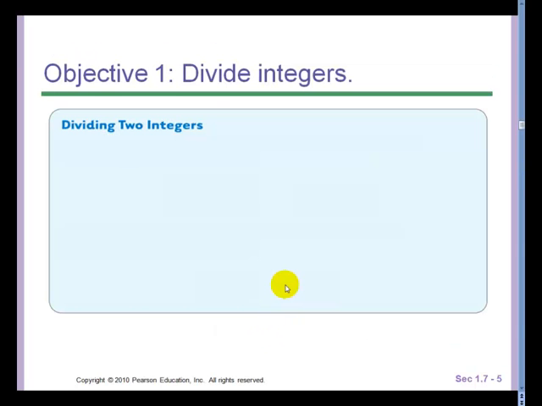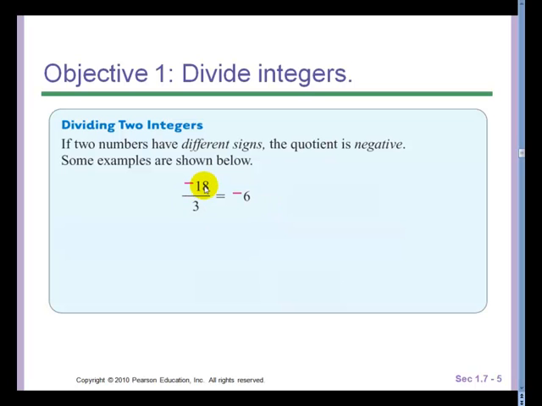How do we divide integers? If two numbers have different signs, the quotient is negative. For example, negative 18 divided by 3 is negative 6. One is negative, one is positive. 40 divided by negative 5 is negative 8. One is positive, one is negative. It does not matter whether the negative is on the top or on the bottom. The final result will be negative if one is negative and the other is positive.